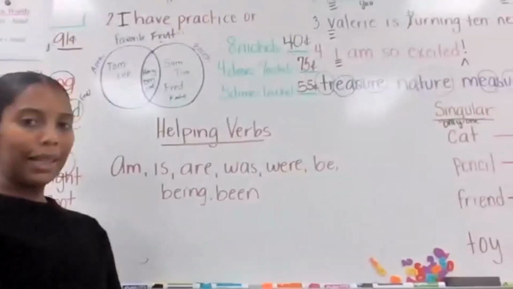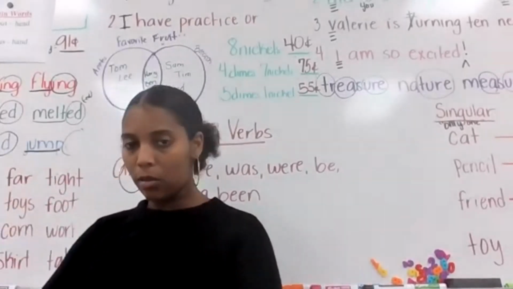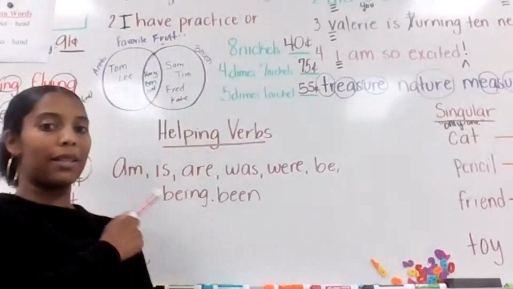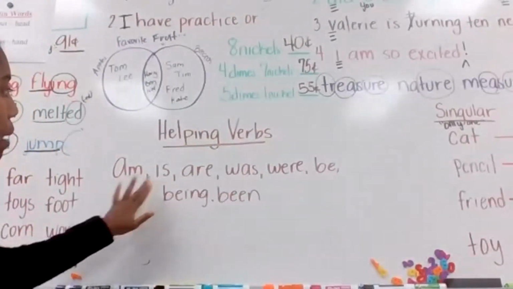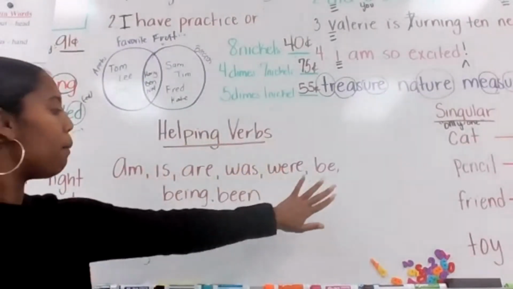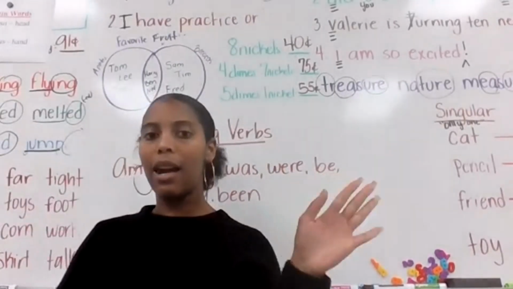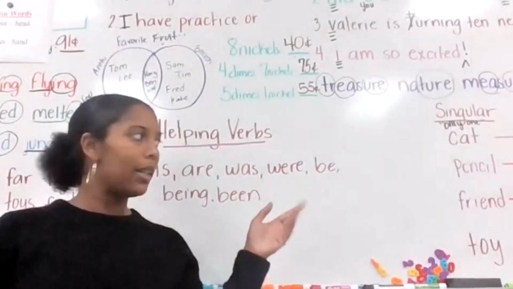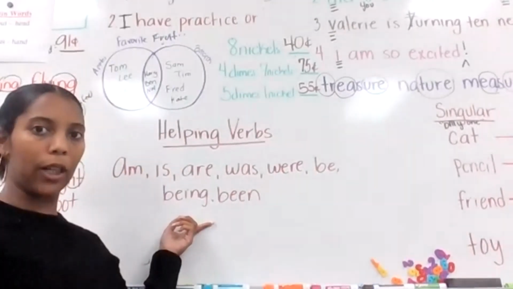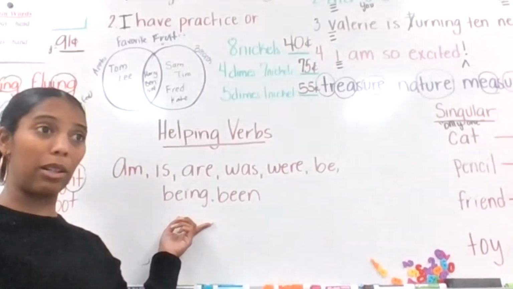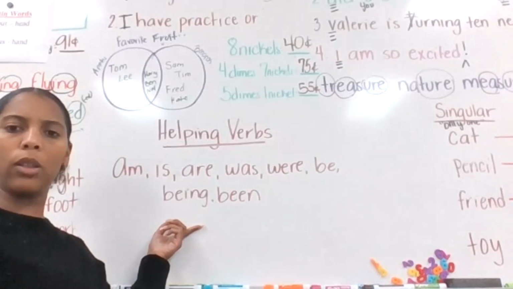So just like state of being and linking verbs had the same list, helping verbs have the same verbs, but they have more, okay? So the am, is, are, was, were, be, being, been. When I graded your tests last week, a lot of people did not know the list of state of being and linking verbs. I think only a few I graded actually have the verbs right.